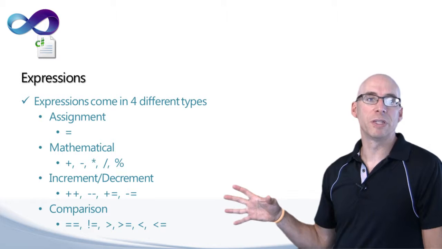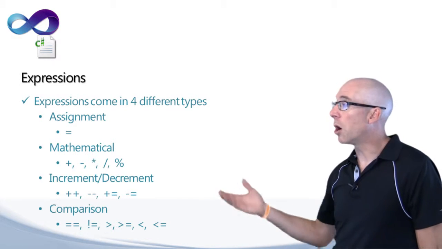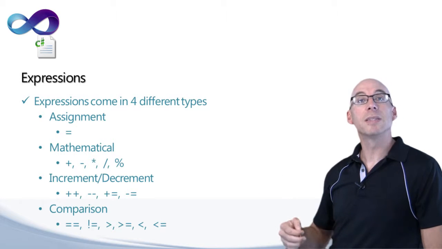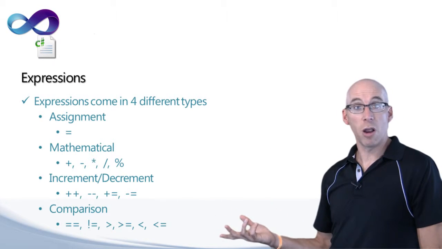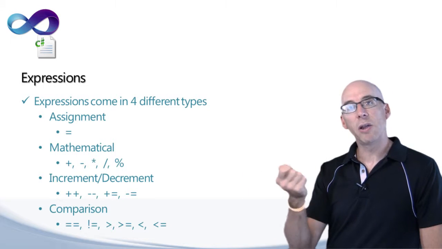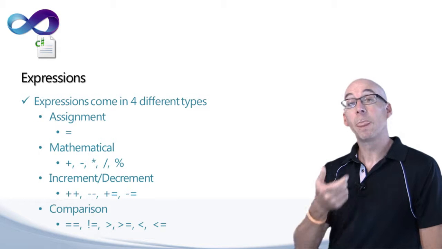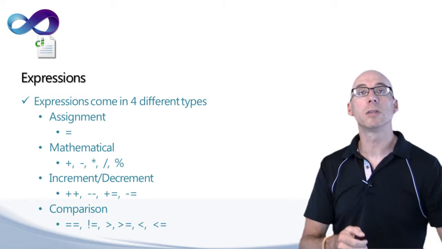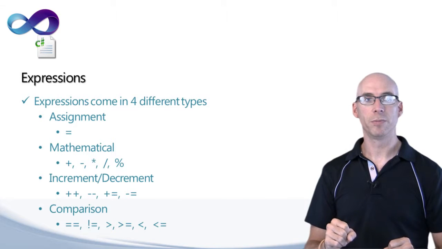Expressions come in 4 different types. The first one is one that we've already used. It's called our assignment. An assignment is nothing more than just the equal sign. We've been using this for our variables. If I declare an integer variable and I want it to be equal to 55, well, the equal sign says I want this variable to be equal to this value.